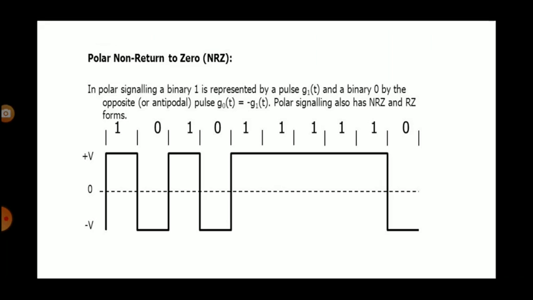Polar non-return to 0. In polar signaling, a binary 1 is represented by a pulse G1 of t and binary 0 by the opposite pulse G0 of t equal to minus G1 of t. Polar signaling also has NRZ and RZ formats.